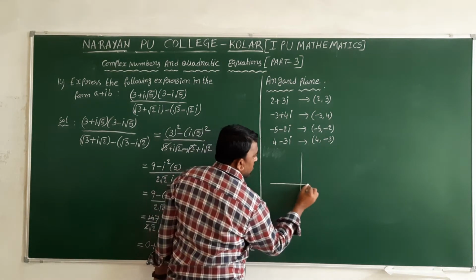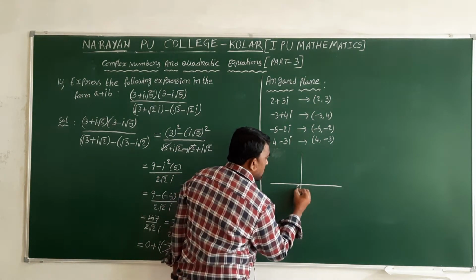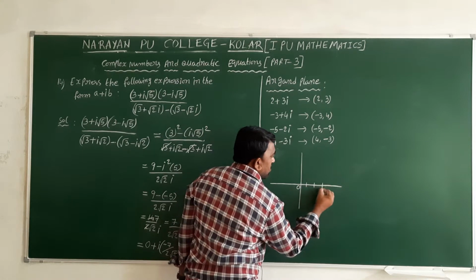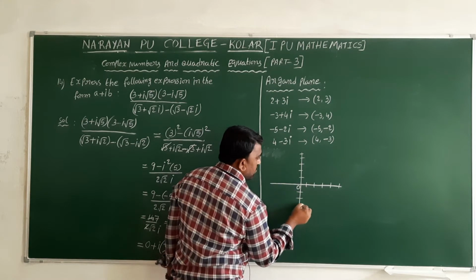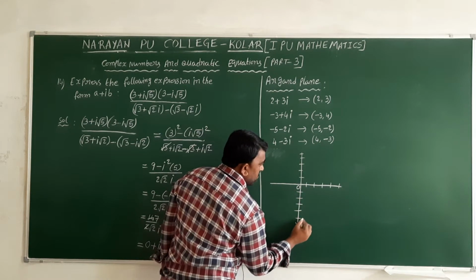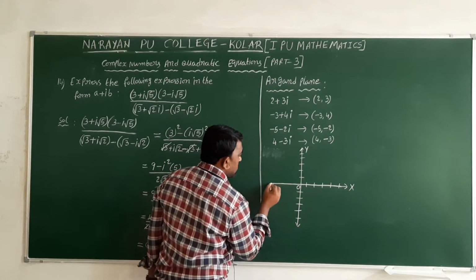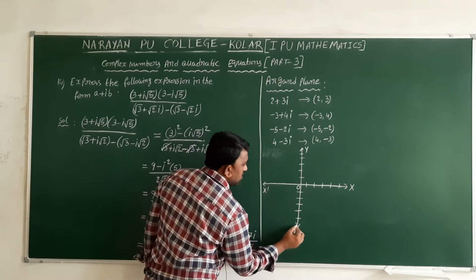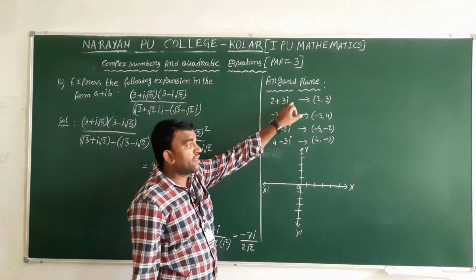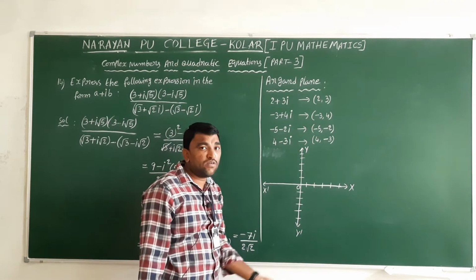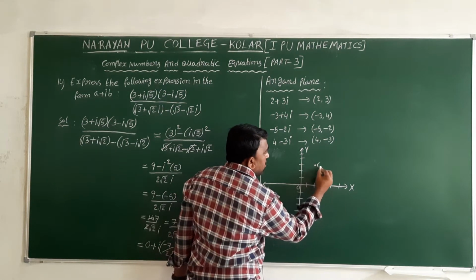We know vertical is the y axis, horizontal is the x axis. Where these two intersect, that is the origin. You can take some points, units 1, 2, 3 like that. It is a general example. This is the positive x axis, y axis, negative x axis, negative y axis. If you take the first complex number 2 comma 3, both are positive only. x is positive, y also positive. So here 2, here 3. This is 2 comma 3.